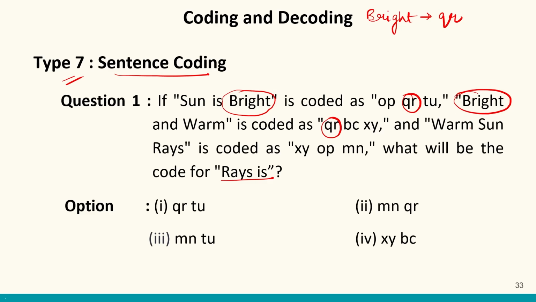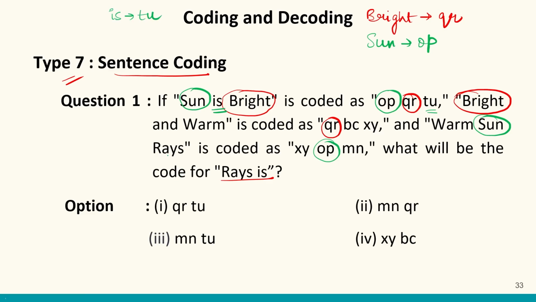Okay. Then over here, if I see sun is bright, I can here see warm sun rays. So sun is the other word which is common. In this code we have OPQRTU, and in this we have XYOPMN. So OP is the common code. So sun is coded as OP. That leaves us with is. Sun is bright, OPQRTU. So the only code that remains is TU. So the coding for is is TU.